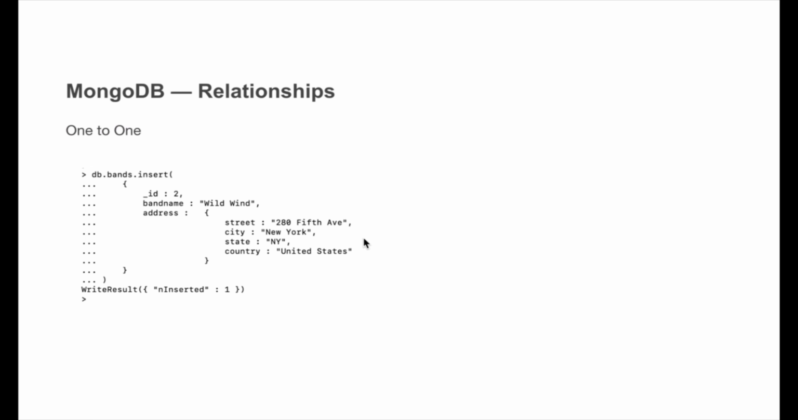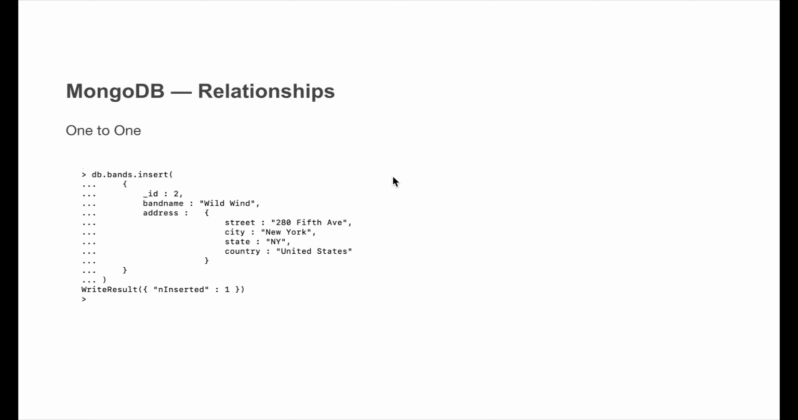This band, the Wild Wind, has one address, and let's say, for example, only this band will be able to use this address. This address only belongs to this band. We can say this, for example, maybe they purchased that location and they plan to create all of their music and everything else out of that specific location. It belongs to them. This is a one-to-one relationship.